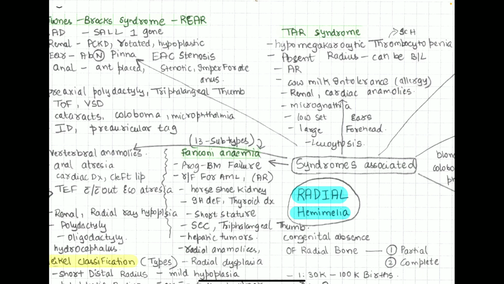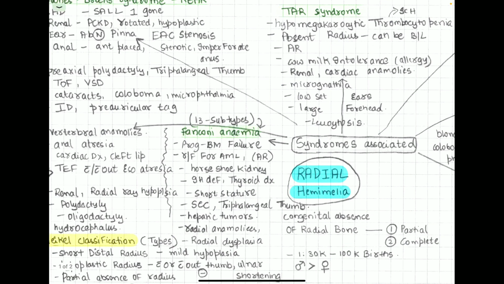Then there can be hepatic tumors associated along with squamous cell carcinoma in Fanconi anemia. There can be scoliosis and vertebral anomalies also with absent thumb in Fanconi anemia. So this is about radial hemimelia and associated syndromes. There is a lot of overlap, which makes differential diagnosis very important.